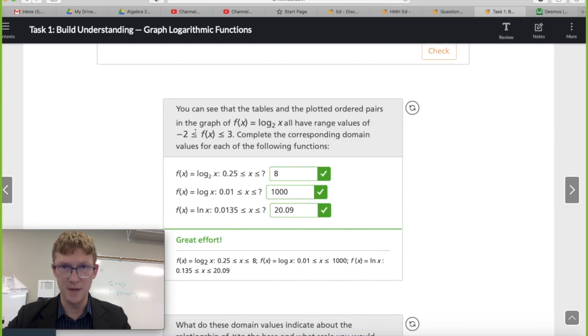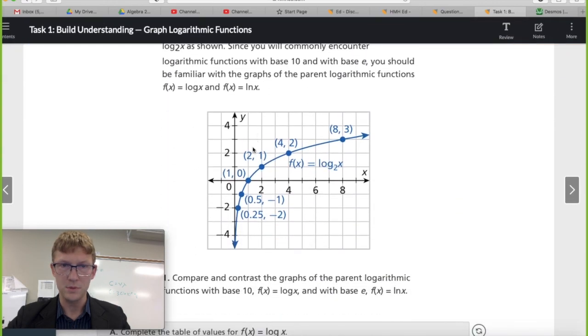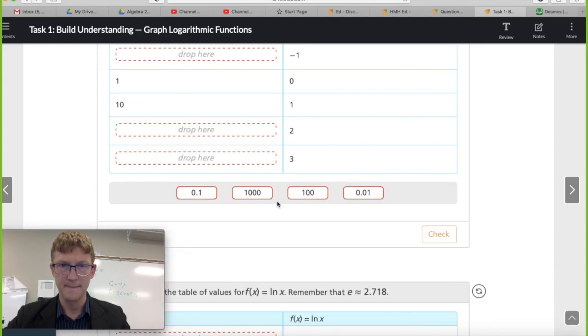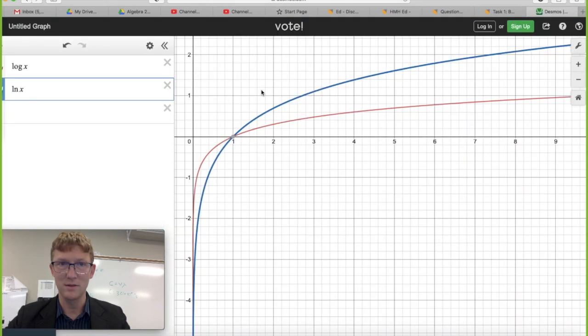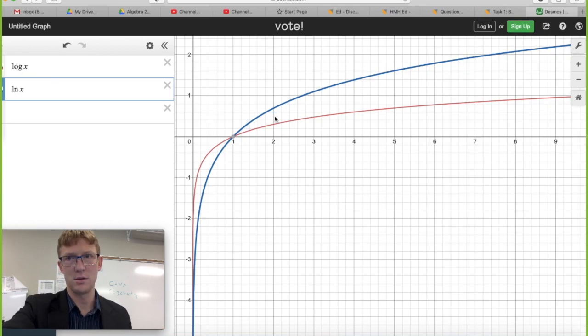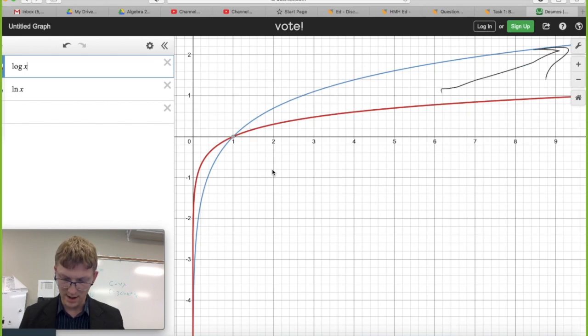So just the range values, so the y values, -2 to 3. So from -2 to 3, you see it's this part of the curve. When we look at our log base of x, again, -2 to 3, so that's our red line. -2 is down here. 3 is going to be way over there on that part of the graph.